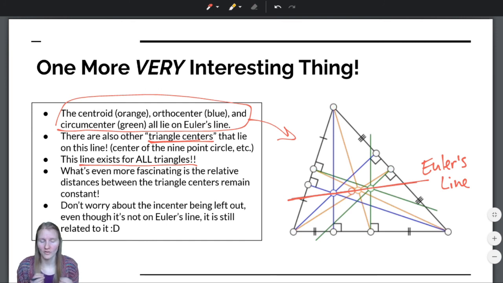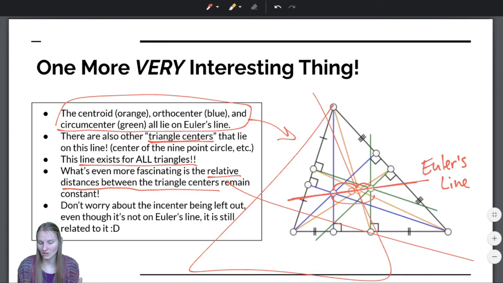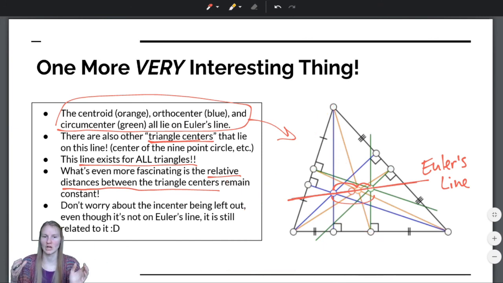And what's even more fascinating is that the relative distances between the triangle centers, so from the blue point to the orange point, from the orange point to the green point, and from the blue point to the green point, all of those distances are the same. Like the relative distances, no matter what your triangle looks like, and no matter how that line changes and how your orthocenter and your centroid change, the relative distances remain constant, which is like, how is that possible, right? Because there's like a million different triangles, so that's just mind-blowing.